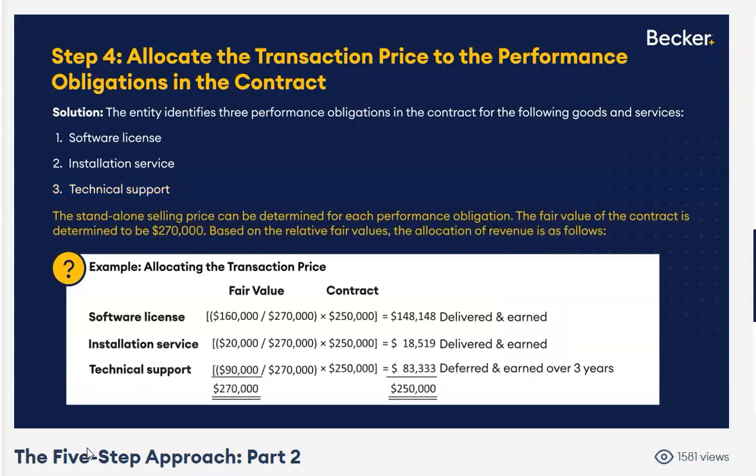We notice the proportion of fair value for the software is 160/270. The fair value proportional for the installation is 20/270, and the technical support is 90/270. You'll notice those add up to that $270,000 we pointed out. We use those percentages to allocate the contract price of $250,000. Notice the license and the delivery of it, and it's earned right away. That's going to be $148,148. The delivered and earned installation would be $18,519.